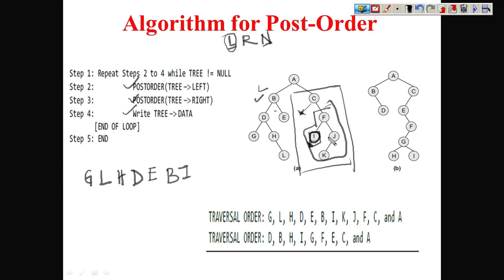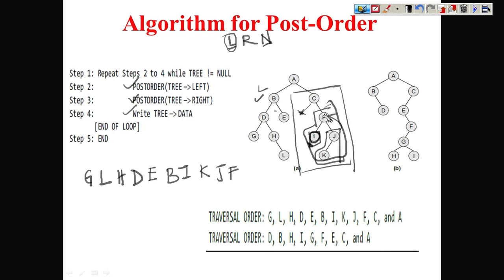And then you go to the right, in the right you will find this tree, and in this tree you have to go to left, this is K, and then you have to go to the right, there is nothing on the right, so you go back to the root, this is J. So we have already processed the left, the right, and we go back to the root, which is F.